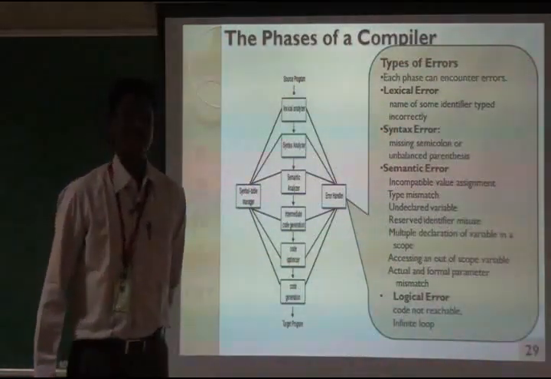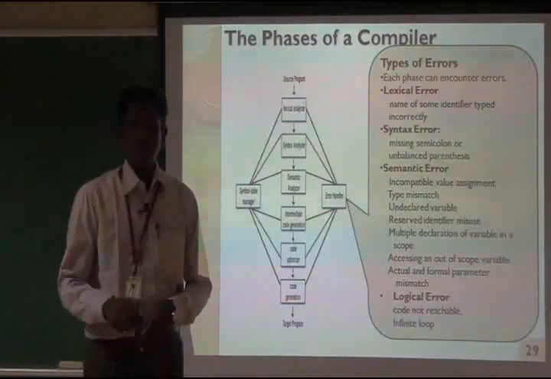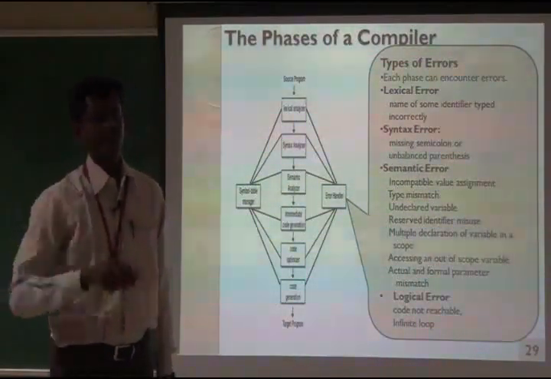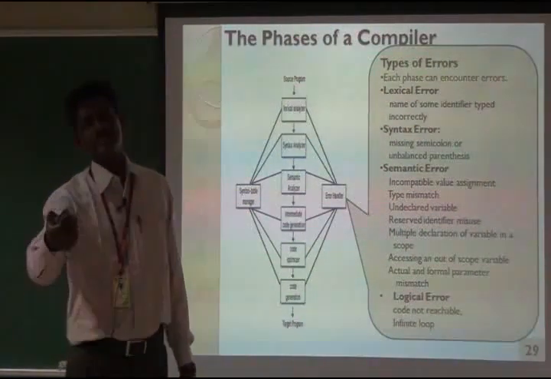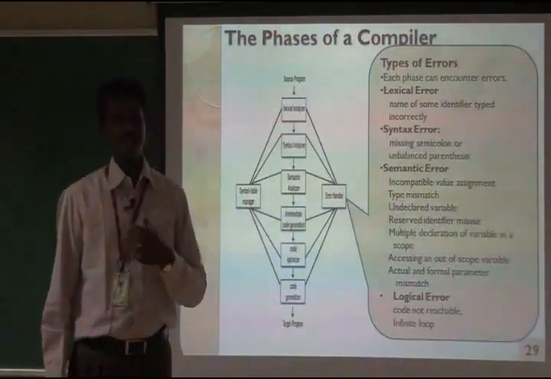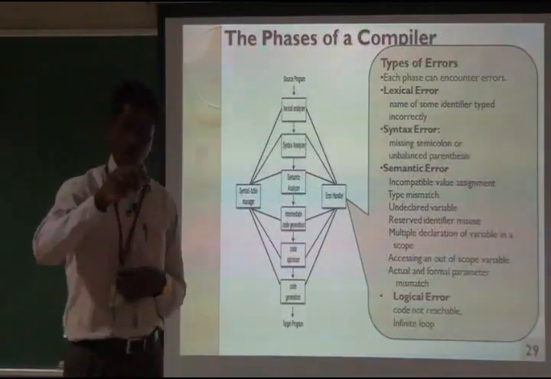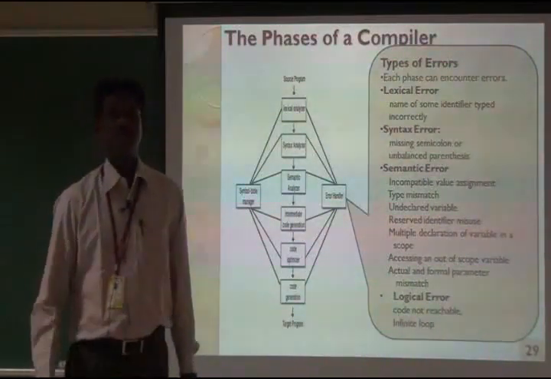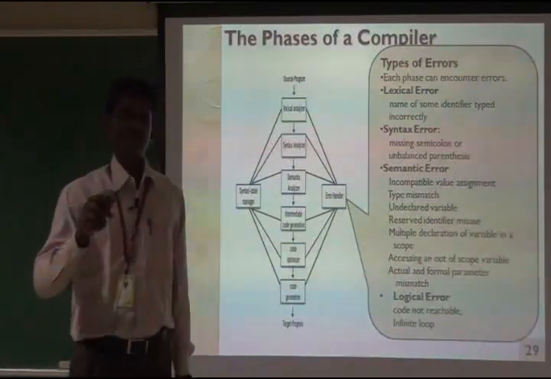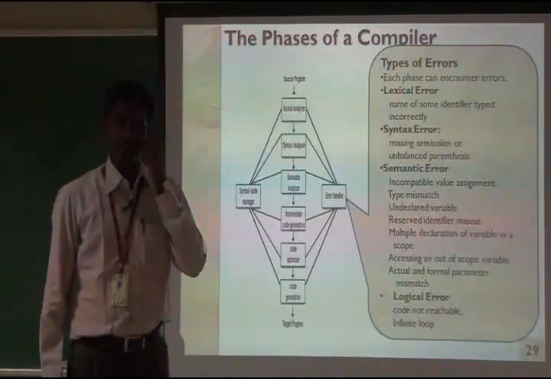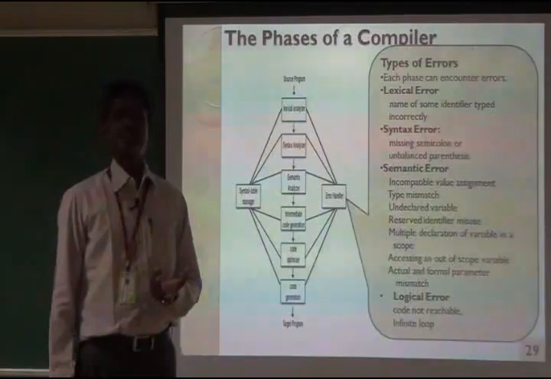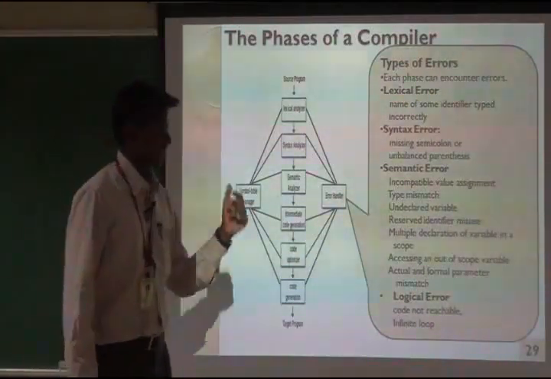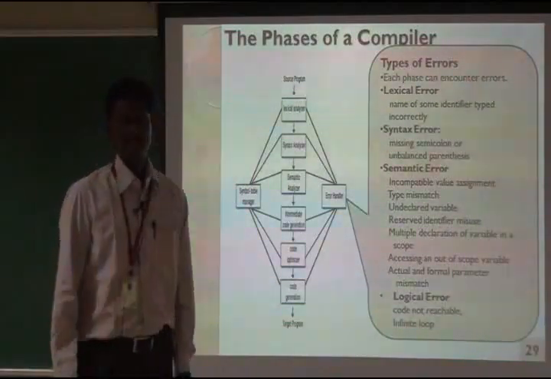Okay. Syntax error. All your statements should follow the rules specified by the context-free grammar. If it violates them, then there is a syntax error. For example, missing a semicolon. In C language, the statement should end with a semicolon. If you are not giving the semicolon, that is considered a syntax error. Similarly, A equal to B is a valid assignment statement. Suppose your statement is just A, it is not a valid statement. A plus plus may be a valid statement, but A itself is not. So that type of error comes under syntax error.